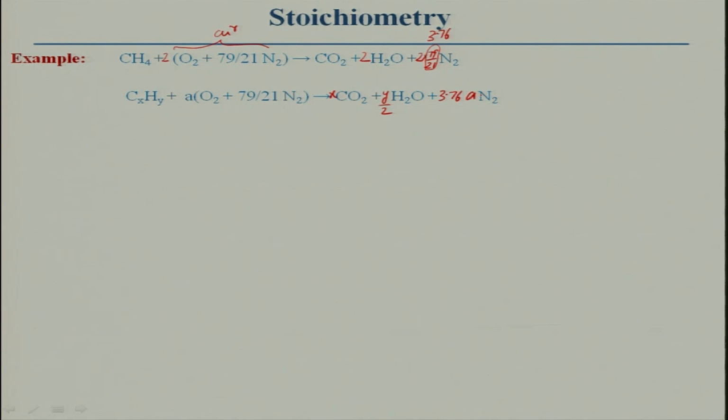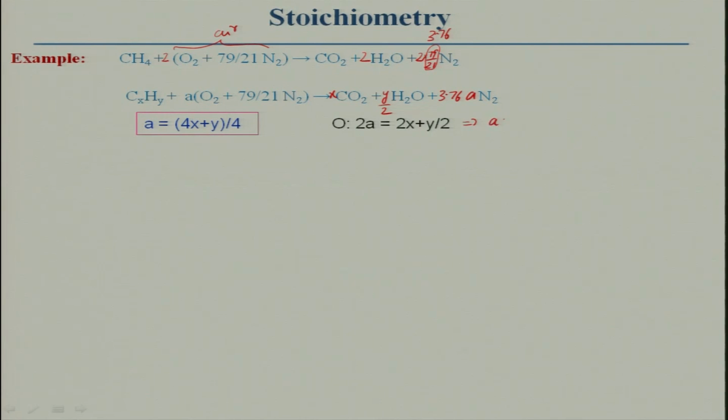If I say that a will be equal to 4x plus y divided by 4, is it right? How can I derive it? It is a very simple one. I will take O and balance it. If I do that, O on the left hand side is 2a, and on the right hand side, for the carbon dioxide term that is 2x, and for the water it is y by 2. Then a is equal to 4x plus y divided by 4, that you can get very easily, isn't it?